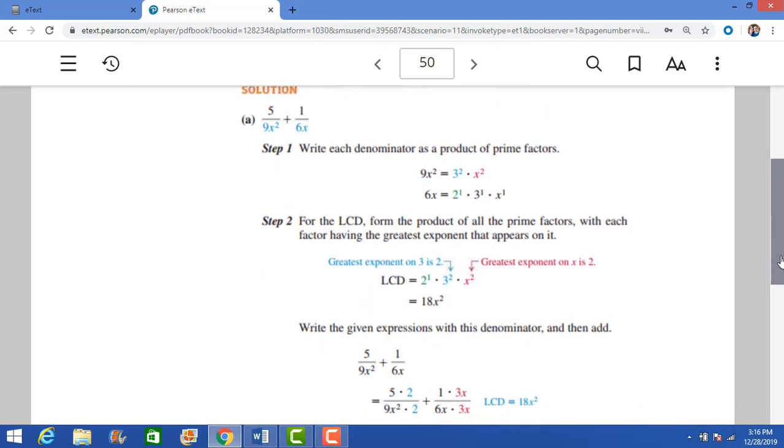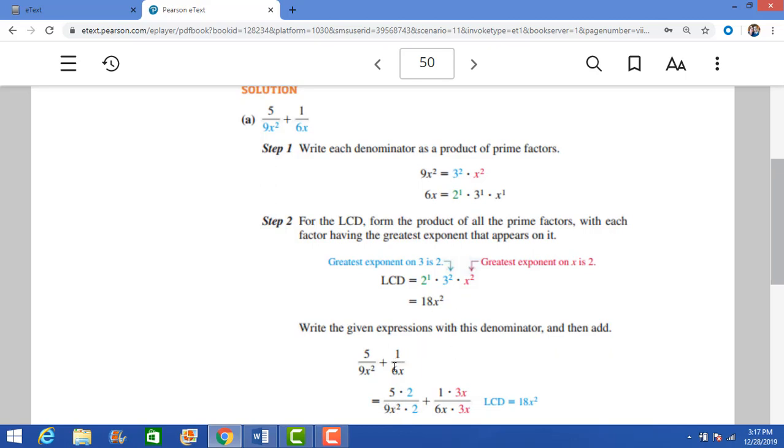And now what we're going to do is we need to find a way to get 18x squared. So how are we going to make this 18x squared? Well, we multiply by 2. Okay? And if we multiply the bottom by 2, we have to multiply the top by 2, to keep the fraction the same, right? Remember equivalent fractions.